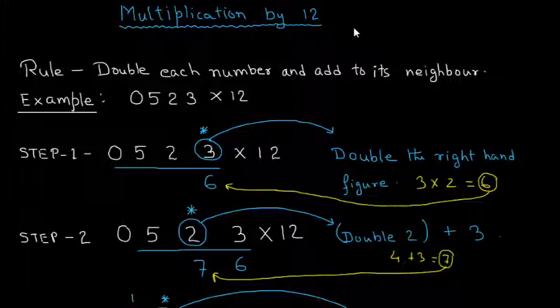So 3 is the number which is extremely right. We'll double 3, that is 6. There is no right hand side neighbor of 3 since it is the first number, so we'll put 6 directly. Now comes 2. We'll double 2, that is 4, and add its right hand side neighbor, that is 3. So 4 plus 3 is 7. We'll put 7 here.